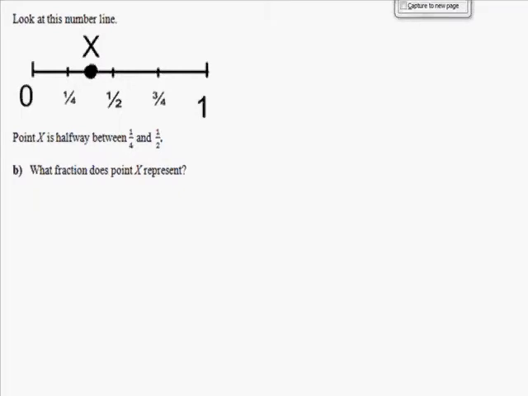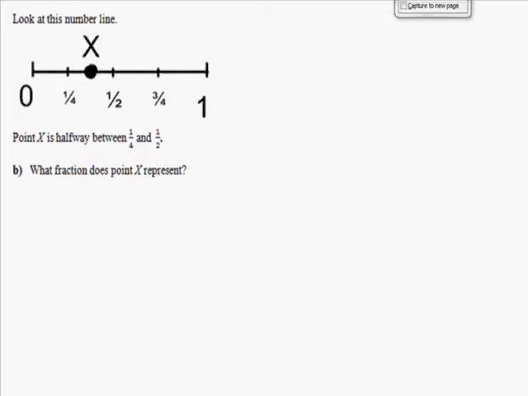This review video is on identifying fractions. Let's jump right into it. Look at this number line. Point x is halfway between 1/4 and 1/2. What fraction does point x represent?